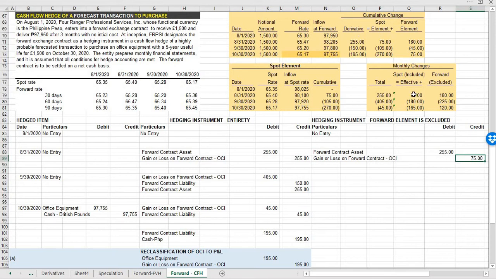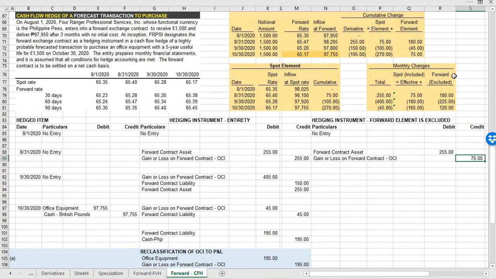At bakit yung buong 75 pesos ay credit natin sa OCI? Kasi, katulad nga na sinabi ko kanina, all changes in the hedging instrument, which in this case, yung spot element, ang ating hedging instrument, is considered effective. Wala tayong i-allocate as ineffective kasi nga mahirap na yung discussion kapag hiniwalay pa natin yung ineffective na part. So let's just assume na walang ineffective na part at lahat ay effective. At ang lahat ng effective na part ay nilalagay sa OCI, the cash flow hedge reserve. At ito yun, 75 pesos.